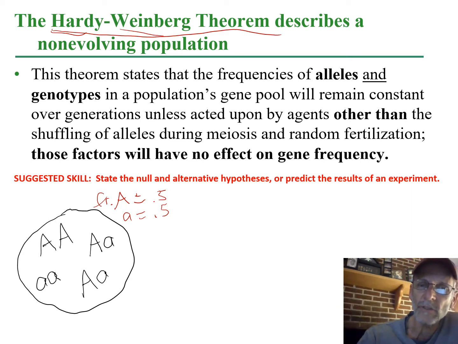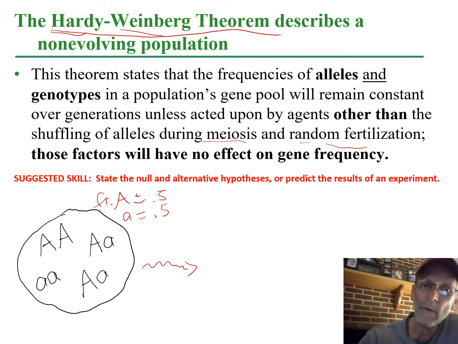What they figured out is that this population, as time goes by and the years go by and the generations go by, these gene frequencies won't change just because individuals have offspring. The process that involves meiosis and random fertilization, crossing over, all that stuff that causes variety, won't cause these frequencies to change.